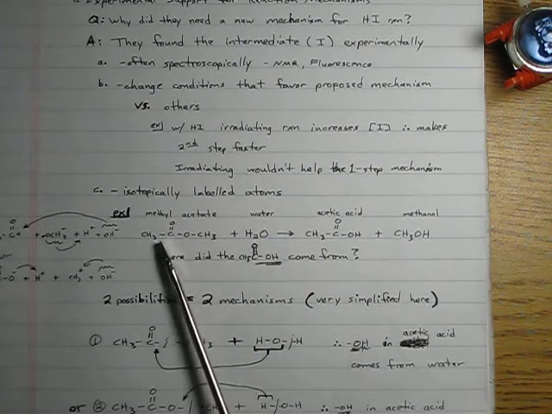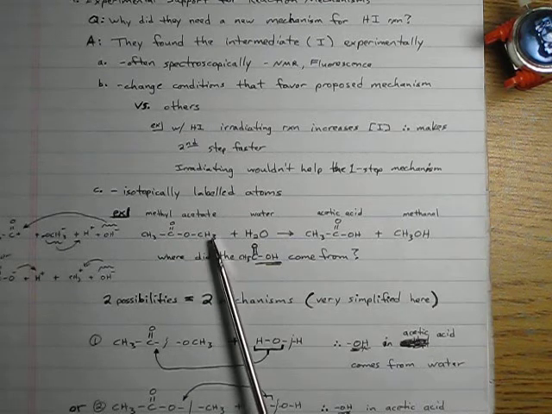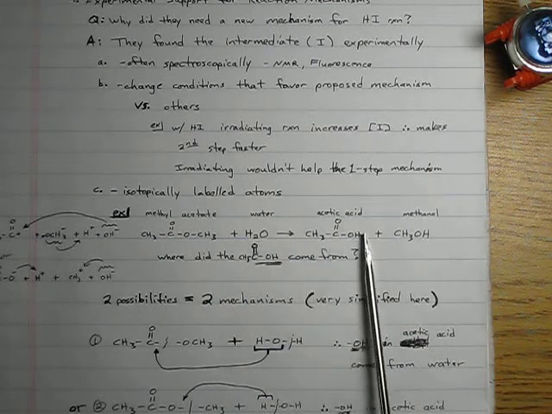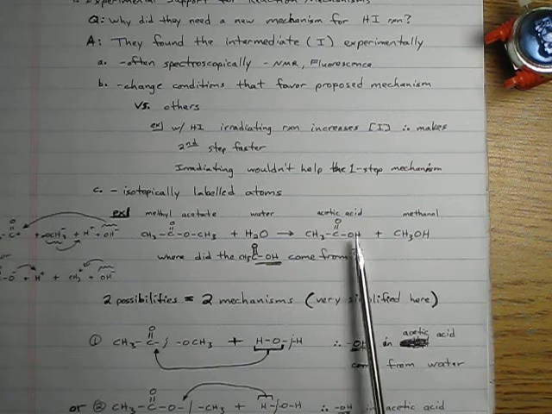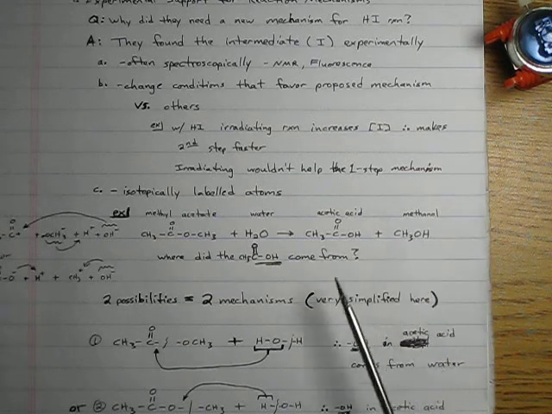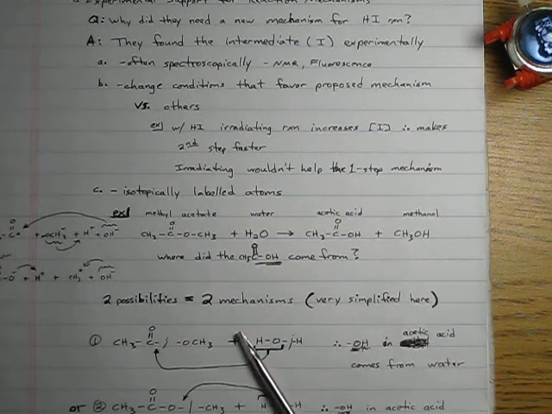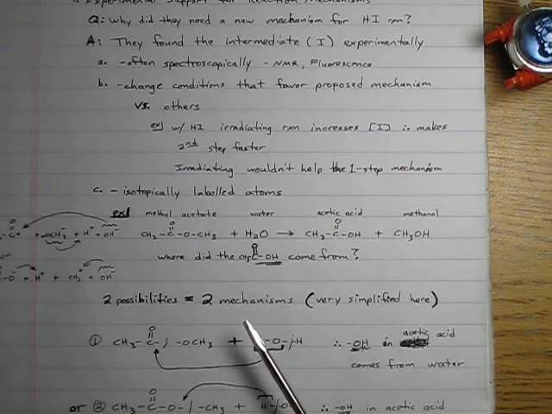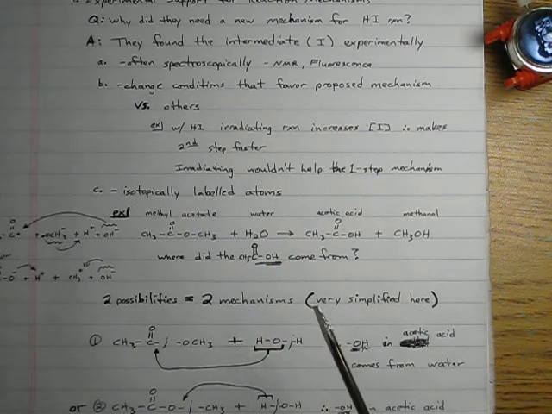Methyl acetate, CH3, C double bond O, O, CH3, plus water goes to acetic acid, CH3, C double bond OOH, plus CH3OH. Well, we want to figure out how this reaction occurs. What is the mechanism of this reaction?